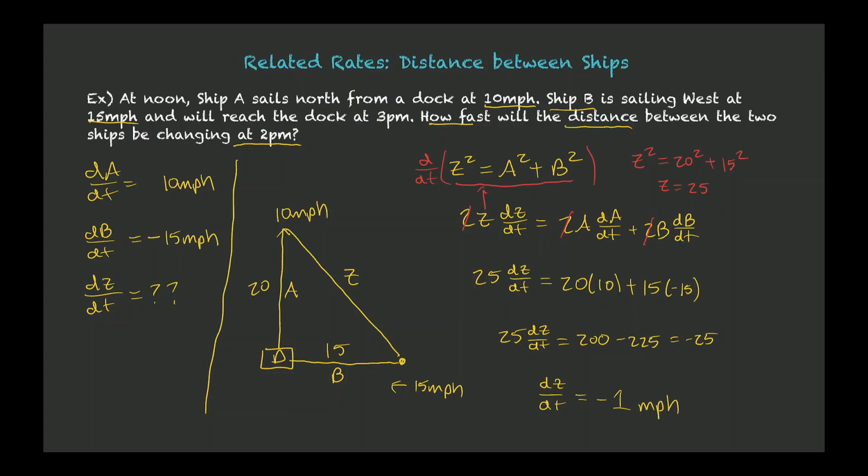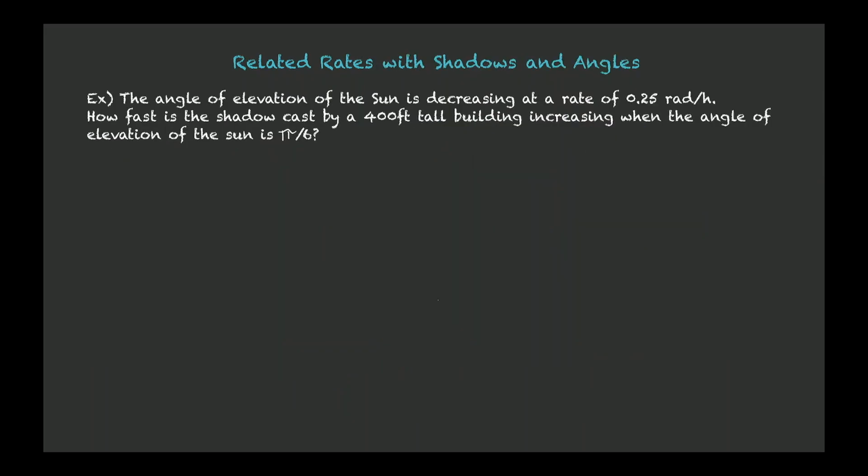The angle of elevation of the sun is decreasing at a rate of 0.25 radians per hour. How fast is the shadow cast by a 400-foot tall building increasing when the angle of elevation of the sun is pi over 6?